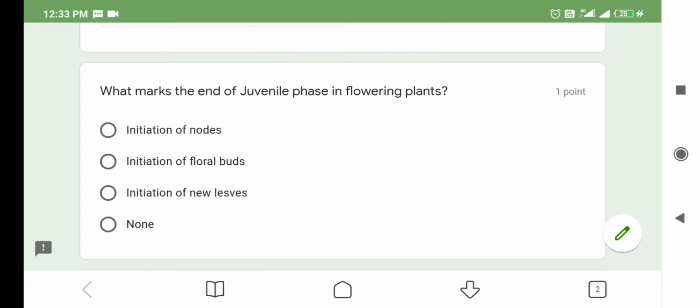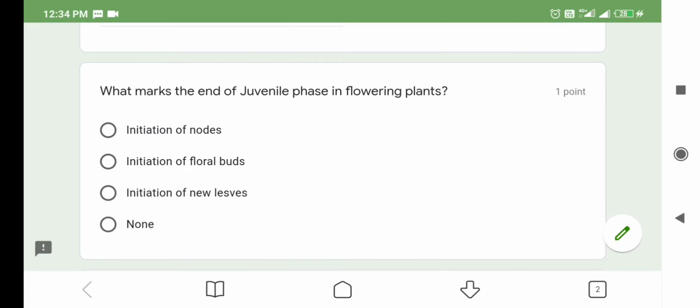This is the fourth video in this series related to Chapter 1 Reproduction in Organisms in CBSE NCERT Biology book. Now let us move on to the first question.